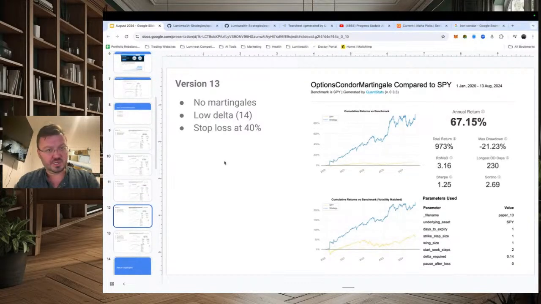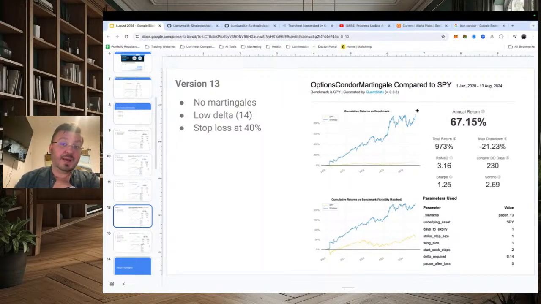We also did version 13, which has a higher delta than that even. So this is a delta of 14 now. And this one has a tighter stop loss. So the stop loss is 40% or 0.4 instead, which means it's taking more risk because it's a higher delta, but it's more conservative because it doesn't let the prices get away from you. So it has a much tighter stop loss. This one actually has quite a nice return, 67% annualized through this backtest, and only a 21% drawdown over this time period.